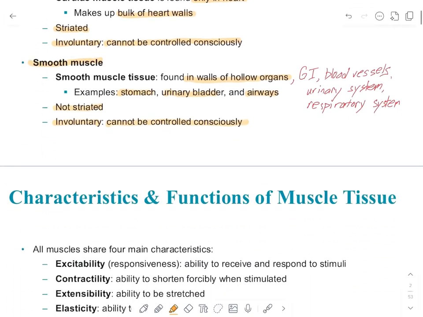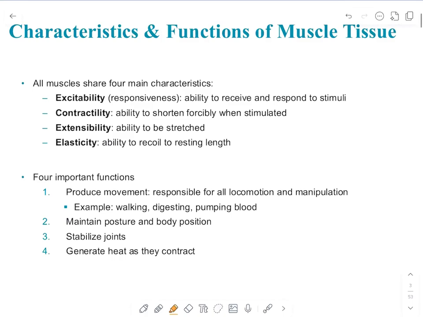The characteristics and functions of muscle tissue are shown on this slide. There are four major characteristics that muscles share. The first of which is excitability or responsiveness. And that's the ability to receive and respond to a stimulus. Another way to characterize this is using the term irritability because they're kind of irritated or stimulated by a stimulus and they respond to that.